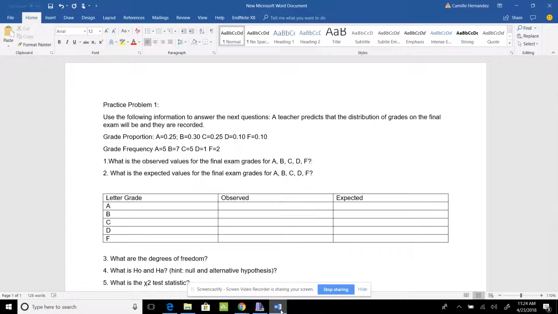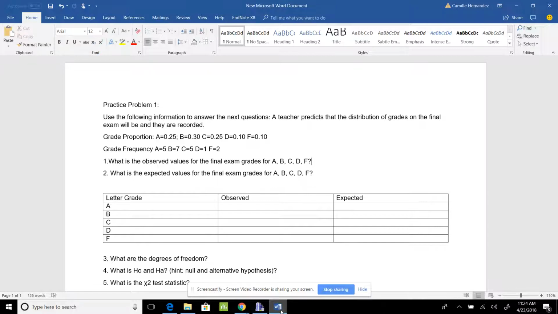So I'm going to do a practice problem for chi-squared goodness of fit. This is like the practice problems you'll have, but I want to take it a step further and show you how I'm going to solve it, and it might be a good way for you to follow. So use the following information to answer the next questions.